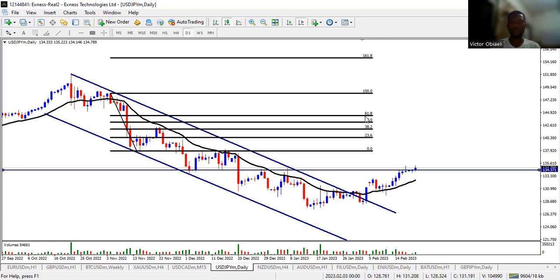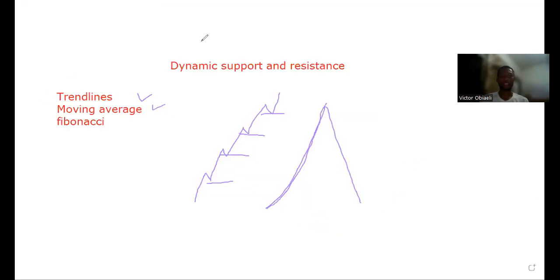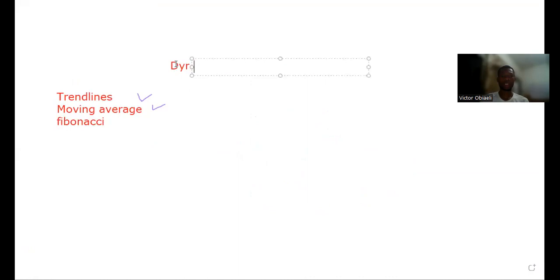Now, very quickly, before we end the class, I want to show us the anatomy of a trend movement. Now, market moves in trend. Market moves in trend and in phases.